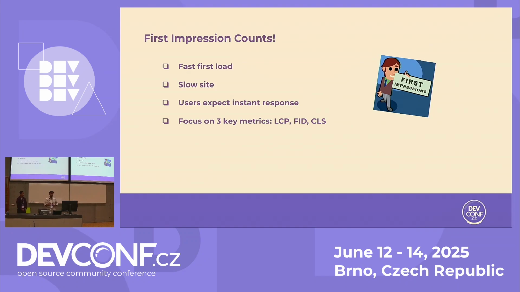The three metrics on which this is decided are LCP, that's largest contentful paint, FID, that's first input delay, and CLS, cumulative layout shift. I'll explain all these three in depth in our upcoming slides.